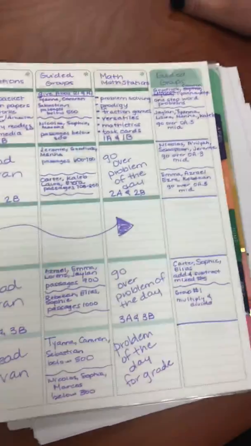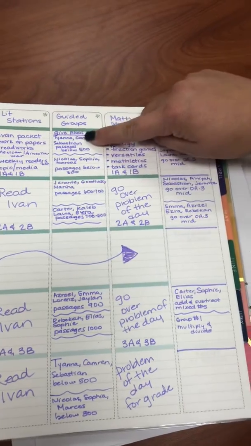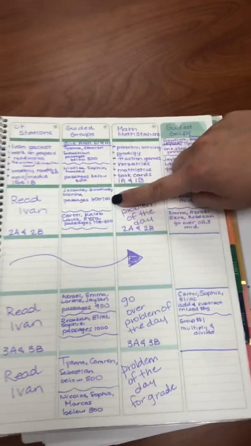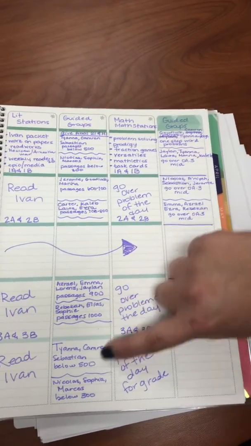I pull 2 groups a day during literacy stations and 2 groups a day during math stations. Especially for my literacy stations, I always try to find a passage that's on their level, but has to do with whatever we're teaching in science or social studies, so that they're getting that double dip, but on a level that they can handle. This is just a preview of how I lay it out. I have my groups, the names in my groups, and then what level passage I need to find. And I generally pull my passages from ReadWorks.